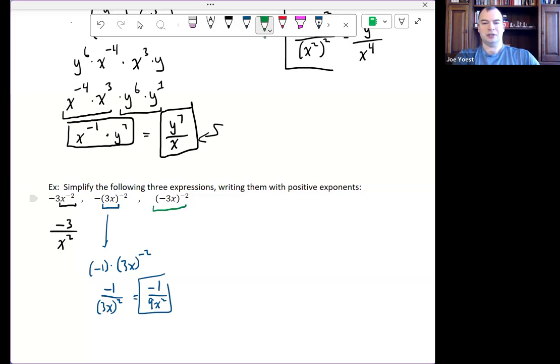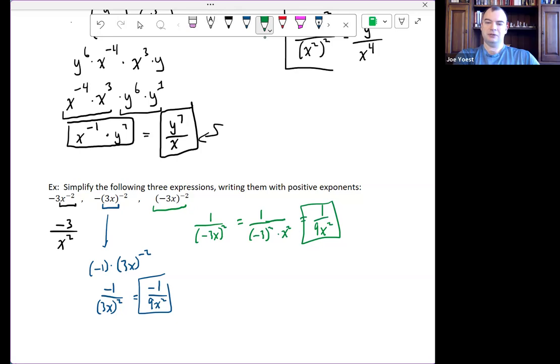And then for the third one, it's actually the whole negative 3x that's getting raised to the power. So negative 3x all to the negative 2 power is 1 over negative 3x squared. And here I have like negative 3 times x to a power. So I have a product to a power. So that's 1 over negative 3 squared times x squared, or that is 1 over 9x squared. So this last one is positive 1 over 9x squared.